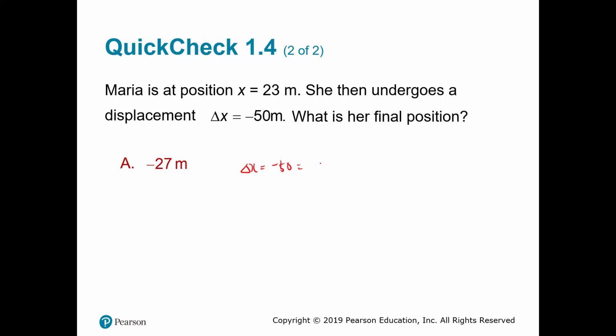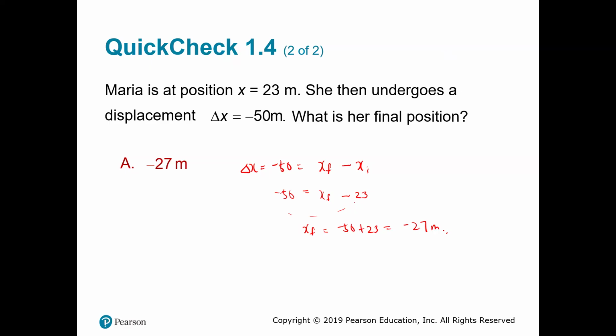Displacement is final minus initial, right? Her final is what? We don't know. Initial was 23. So then your xf, if you move this one to the left side, is what? Minus 50 plus 27 is minus 27 meters, right?